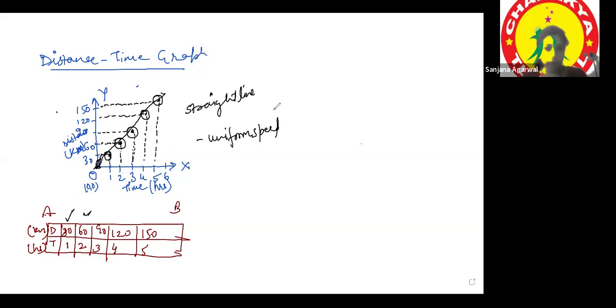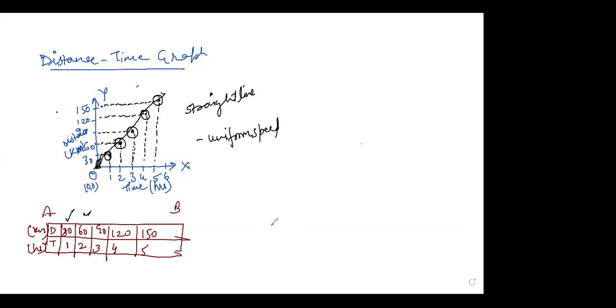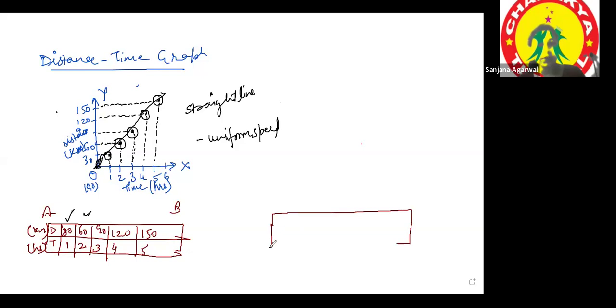Now I'm giving you the next set of observations, and you all are supposed to draw this on another graph. Draw this first. Meanwhile, I'm writing the next observation.